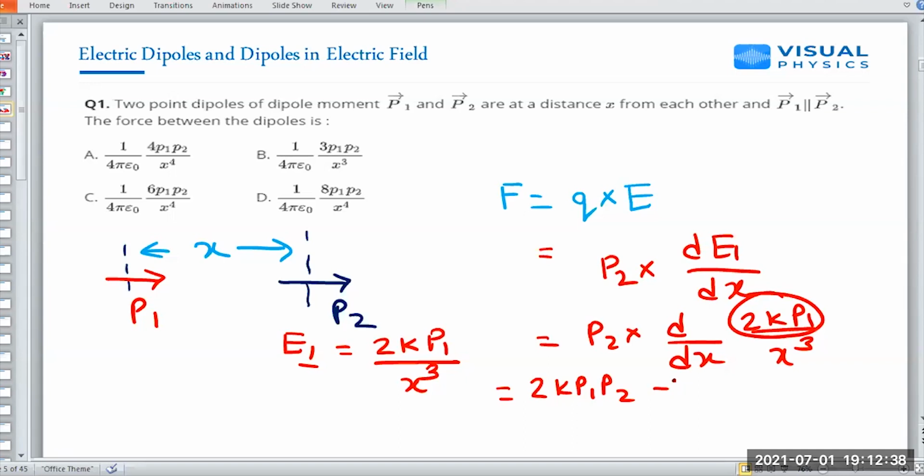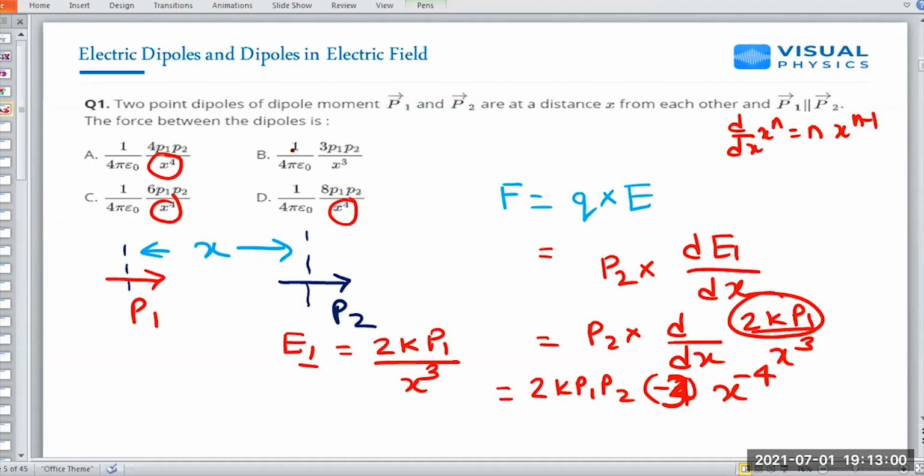The differentiation d by dx of x to the power n is n into x to the power n minus 1. So minus 3 into x to the power minus 4. So because of x to the power 4, I got this option. Minus 3 into 2 is 6. So I will simply take number 6. Next.